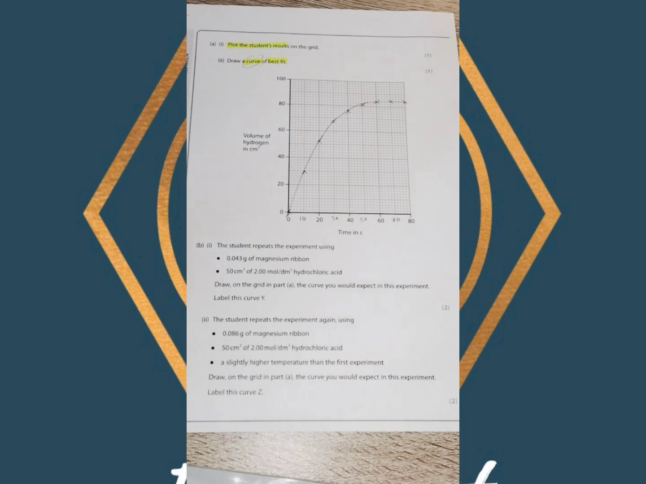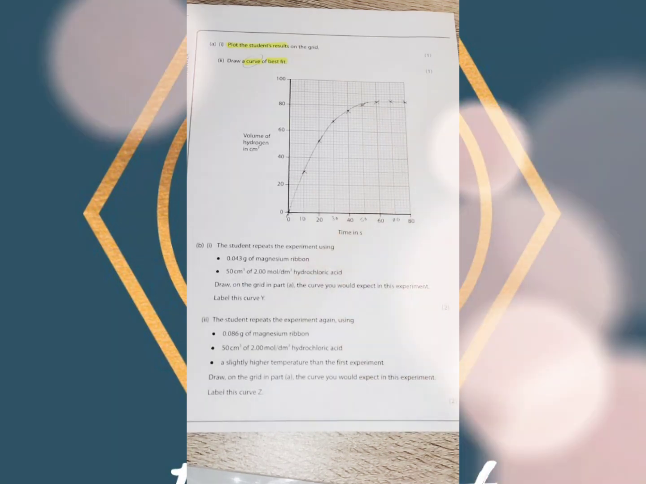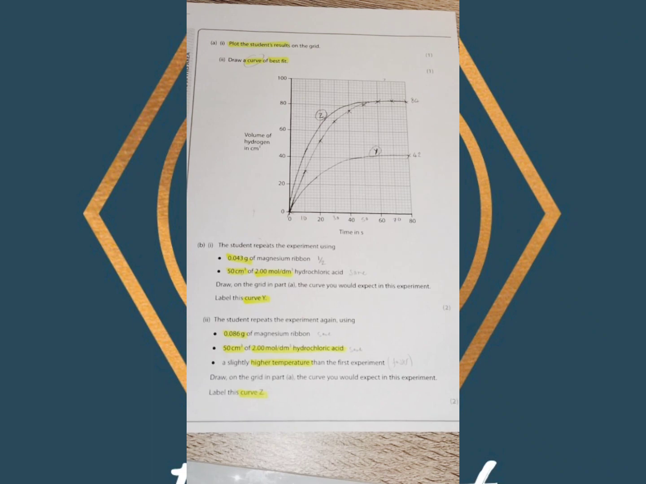Now, the next part of the question is you're provided with different sets of data from other students. You're being asked to plot their data onto this graph as well to show how the curves would differ from the starting curve shown here. I'll draw those on now and explain how they have shifted or why they're different to the original curve. So here are the 2 curves now presented. Let's start off with Y.